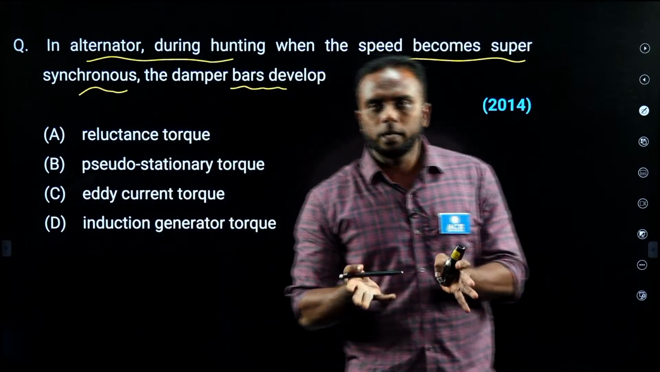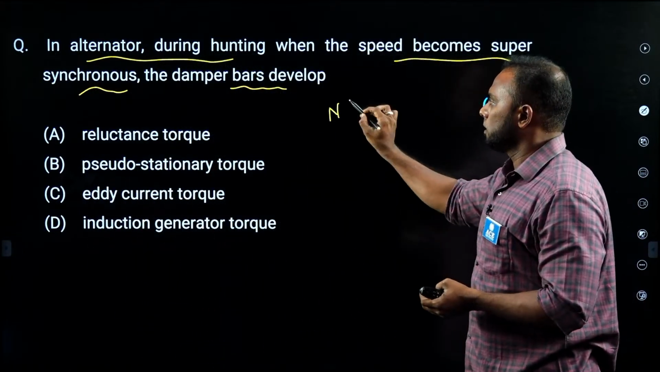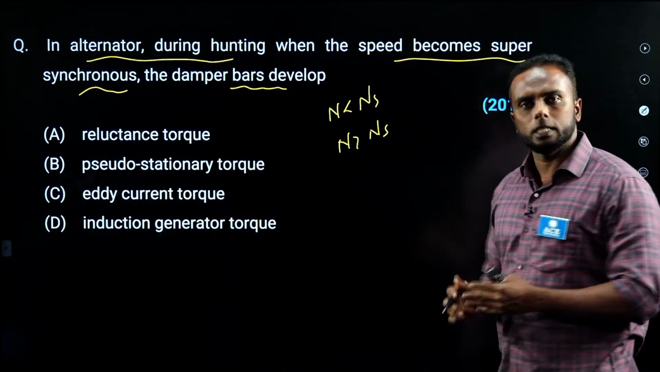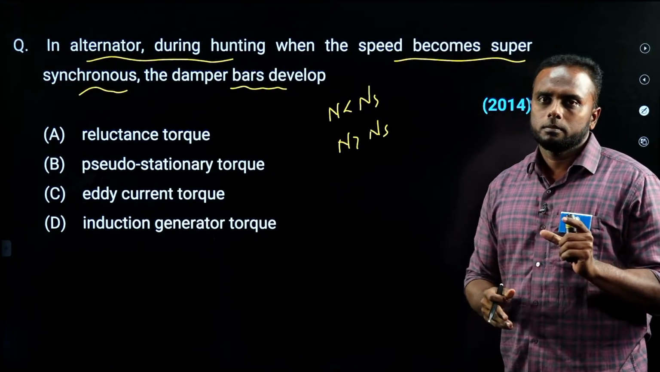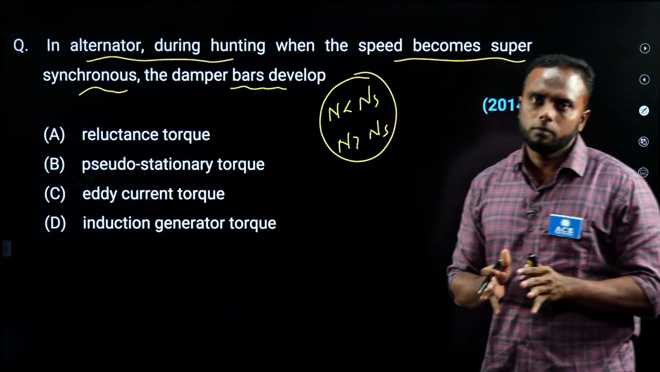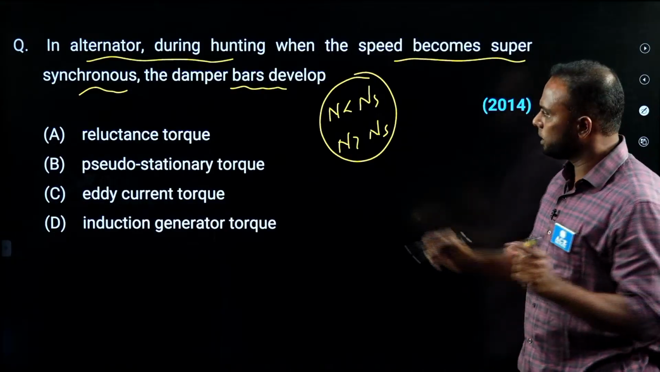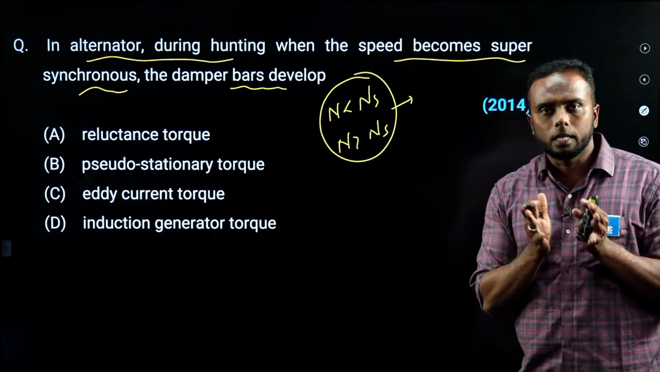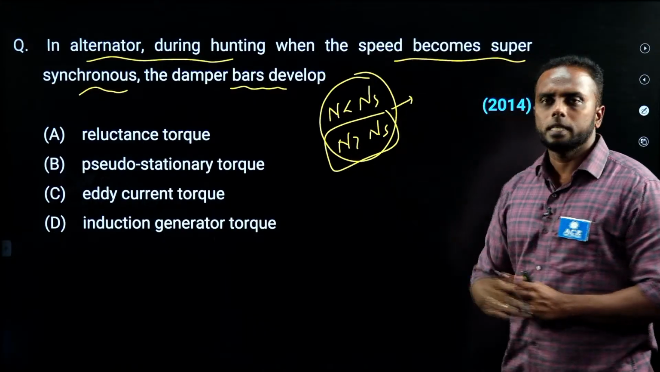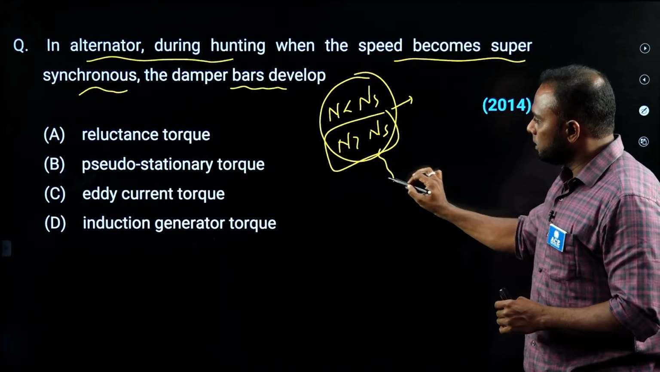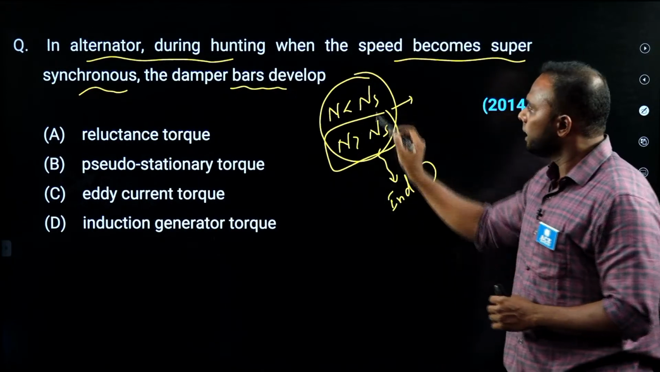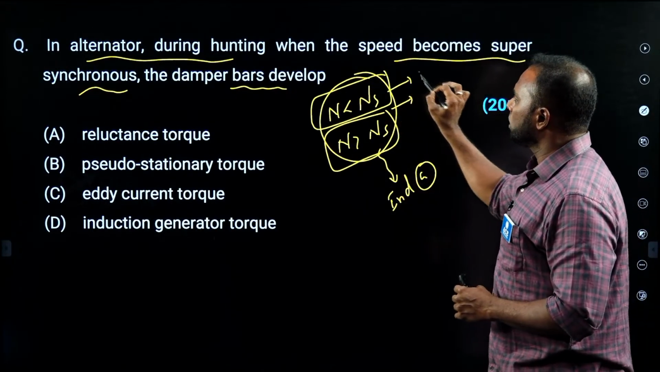Maybe less than synchronous speed, also hunting, n less than ns, and the speed becomes more than synchronous speed, or super synchronous as we call, which is also hunting. In any case, in order to eliminate this hunting, particularly in salient pole machine, we use damper bars. And what is the torque developed by that damper bars whenever the speed becomes super synchronous, or more than synchronous speed? Which operation is it? N greater than ns is nothing but induction generator principle, and n less than ns is nothing but induction motor principle.